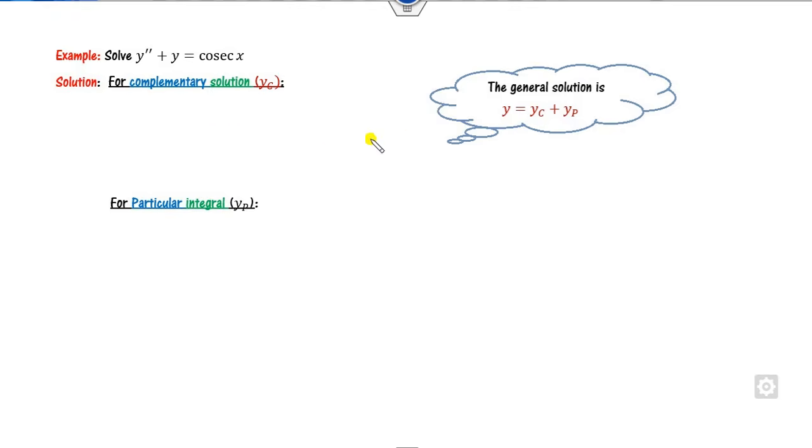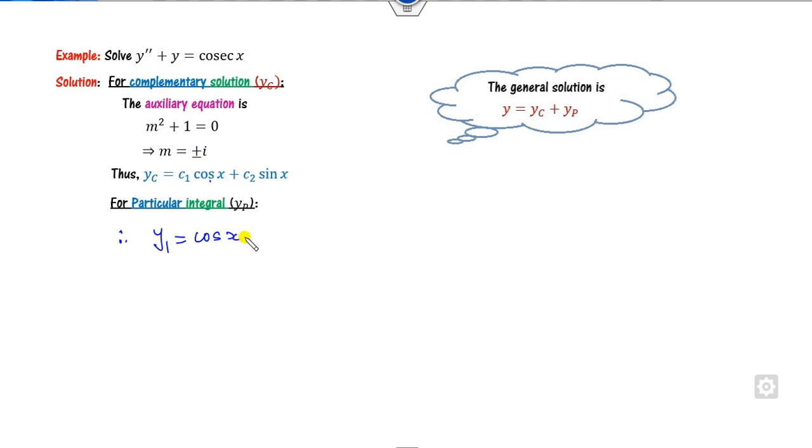Firstly, we will find the complementary solution yc. How can you find the complementary solution? We define the auxiliary equation, that is m square plus 1, and we get m equals plus or minus iota. Since it is a complex number, we can write the solution in terms of cos and sin. Therefore, y1 will be cos x and y2 will be sin x.